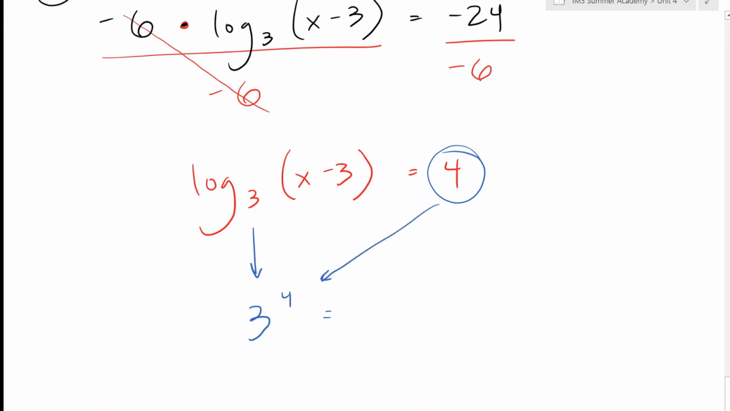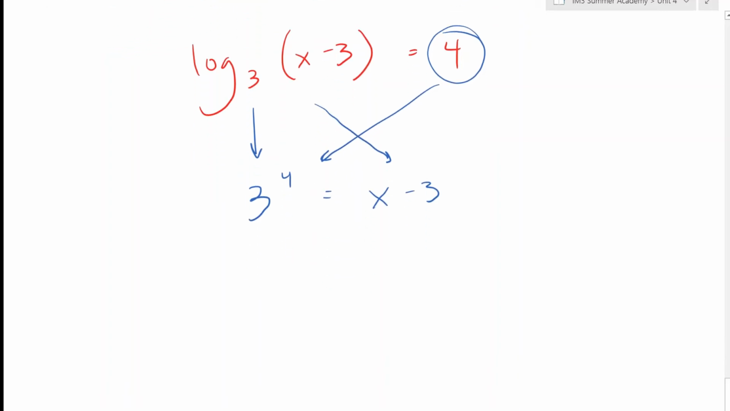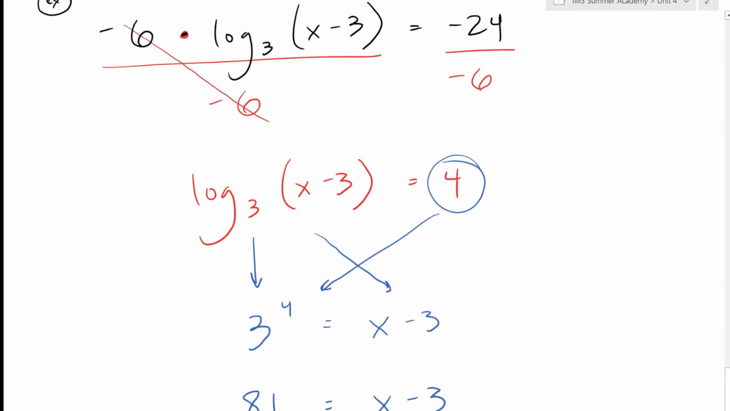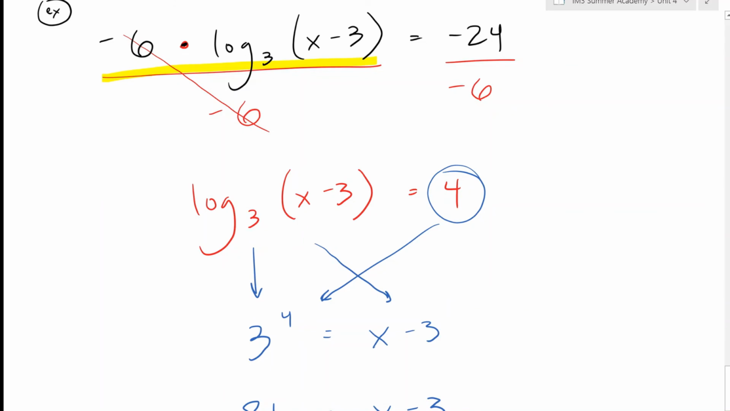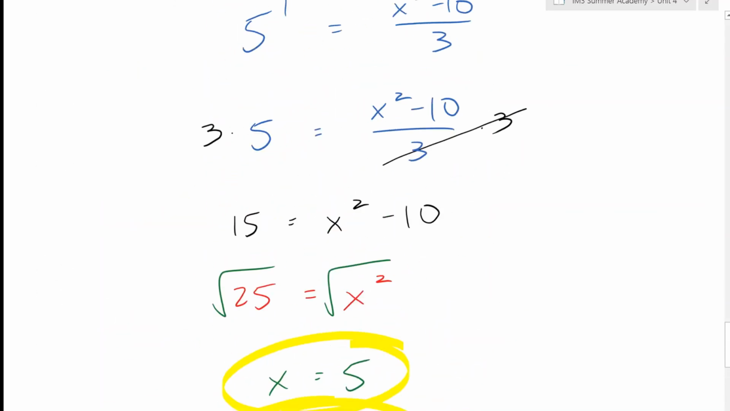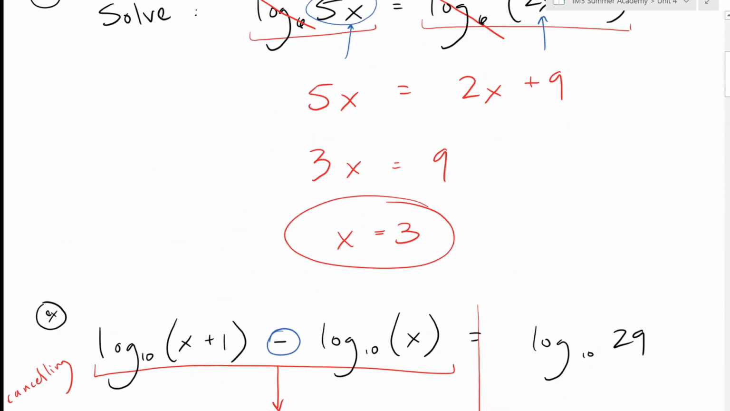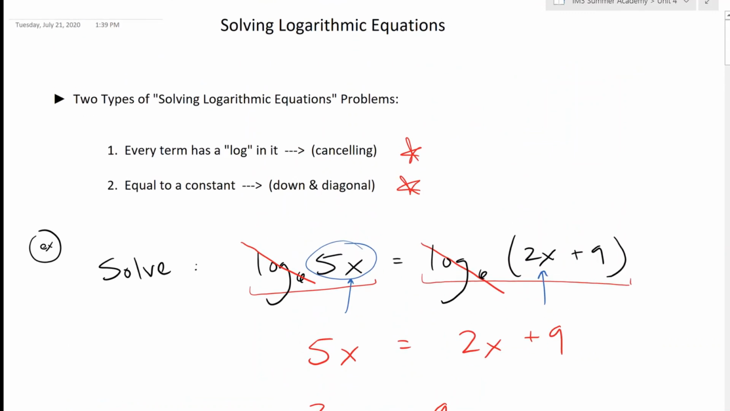3 to the 4th power equals x minus 3. 3 to the 4th, that's 3 times 3 times 3 times 3, that's an 81. Equals x minus 3, and then finally adding 3 to both sides, you get an answer of 84. So sometimes it looks a lot more complicated than it is. If there's something there, you just divide that number off. But remember, either way, there are two types of problems when it comes to solving these logs. Either everything has a log in it, or it's equal to a constant. And they tell us different methods to use for either one.